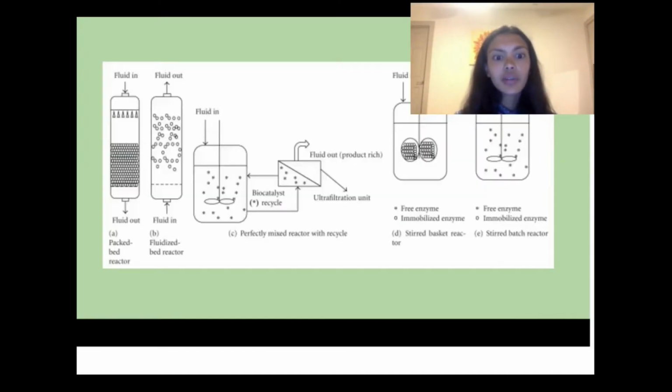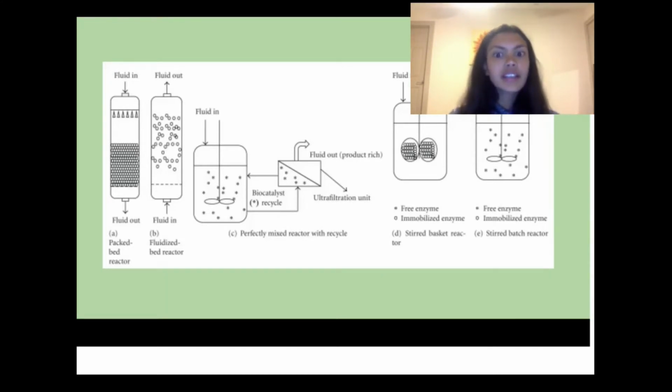This figure shows different kinds of bioreactors. Figure A shows the packed bed reactor. This is when the enzyme is bound to beads. The substance will then flow through the reactor and then through the beads. Figure B is quite similar to Figure A, however, the beads can move freely in the bioreactor.